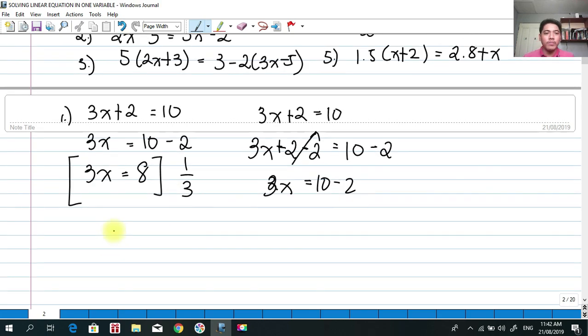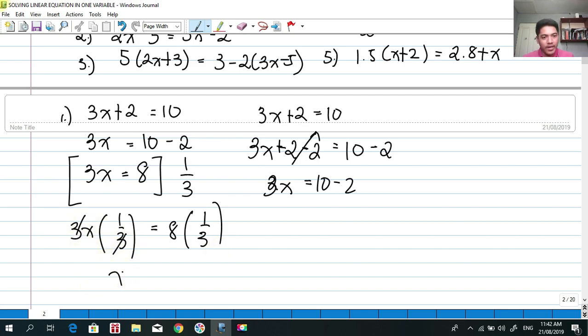So if we multiply by 1/3, we have 3x multiplied by 1/3 and 8 times 1/3. The 3's will cancel, and you have the remaining x here. Numerator times numerator, that is 8 over 3. Hence, our value of x for this equation is 8 over 3.